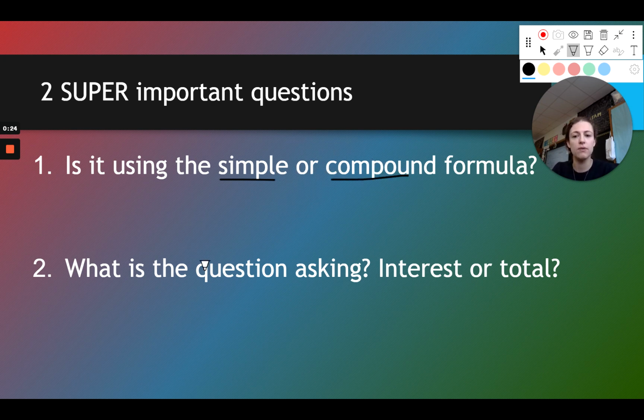The next thing we need to know is what is the question asking you for? What does it want you to calculate? Does it want you to figure out the interest or does it want you to figure out the total amount? So let's go through two problems and hopefully that'll spark your brains back.